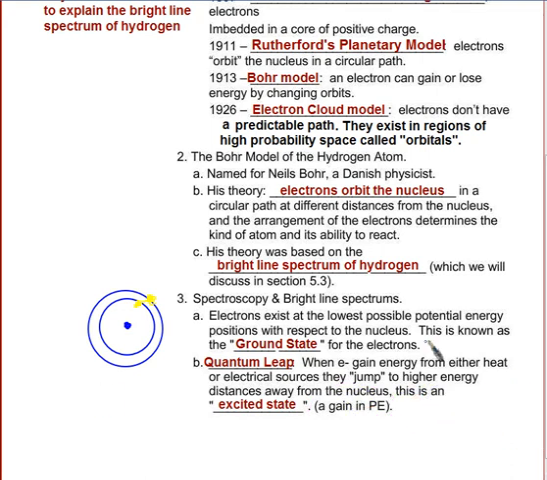So electrons, when they jump out to a higher energy level, reach what's called an excited state, and they have increased their potential energy because they're further away from the place that they want to dive into, which is the positively charged nucleus.